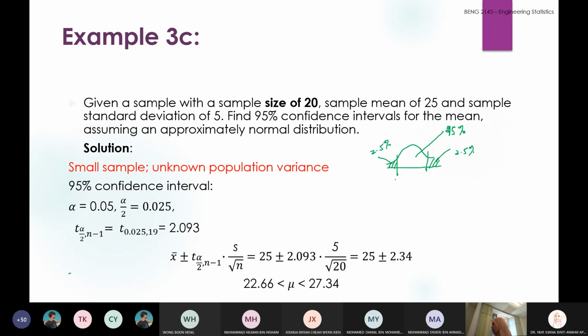Okay, and we need to find the critical value. Because this is a small sample and unknown population variance, we use T. We refer to the T distribution table instead. Okay, what is the T distribution table? I put it here.